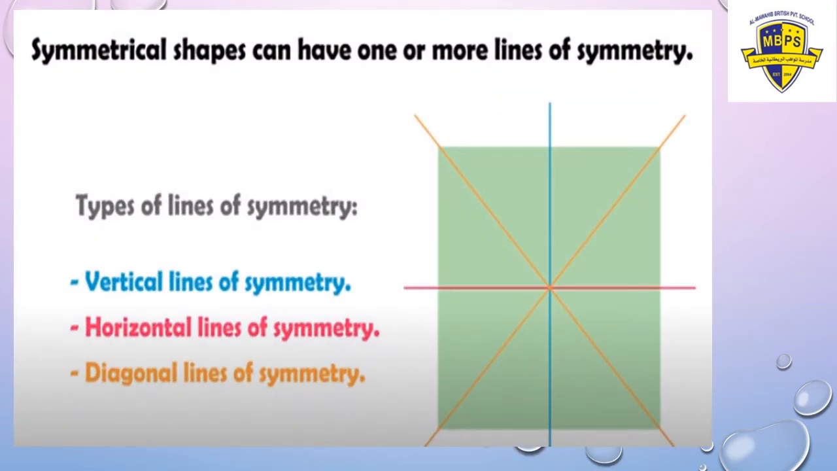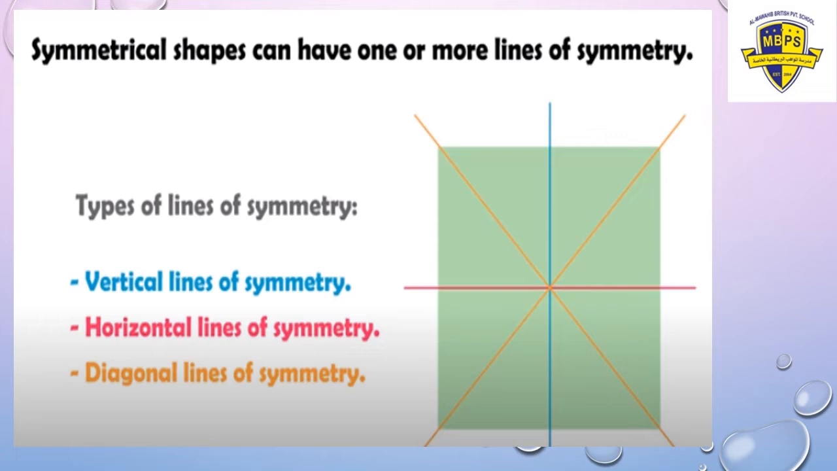Now students, let's take the example of this square. But you can see here that we don't have just one line of symmetry. Symmetrical shapes can have one or more lines of symmetry. Remember children, it's not necessary that all the shapes should have only one line of symmetry. No, there can be more than one line of symmetry.